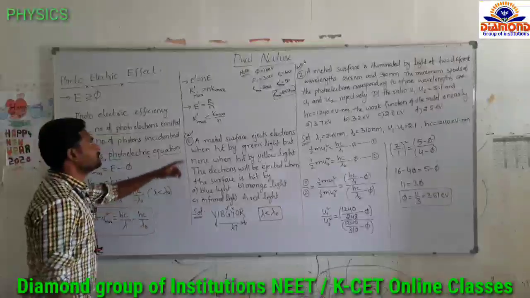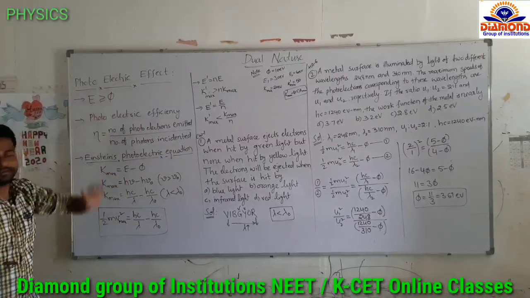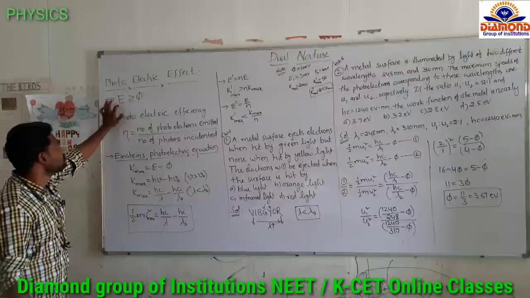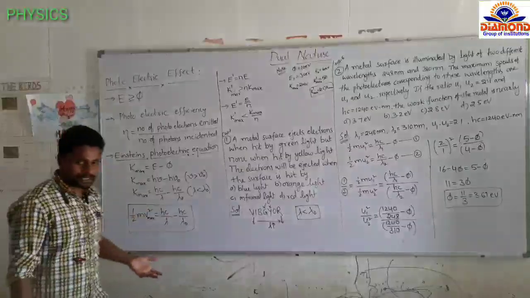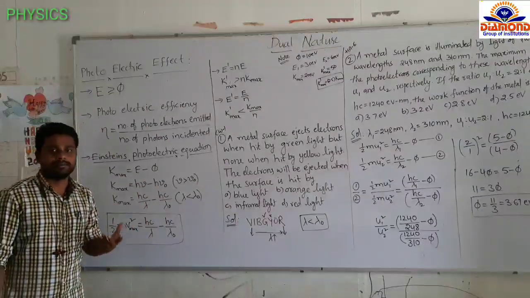So today we are going to discuss dual nature. In dual nature, the first topic is the photoelectric effect. Already you know the photoelectric effect definition. That means if the energy of the photon is greater than or equal to the work function of the metal, then an electron will be emitted from the metal surface.